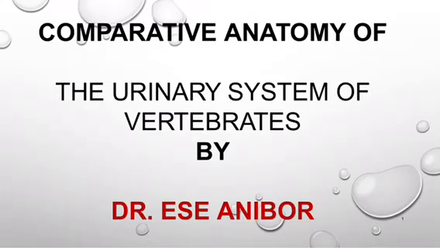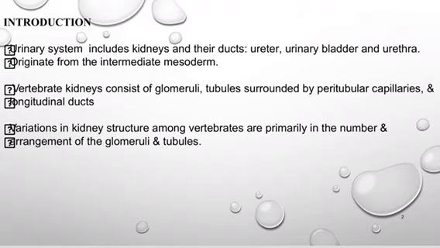The topic is comparative anatomy of the urinary system of vertebrates. I'm going to be considering the basic structure and origin of the vertebrate kidney, the succession of kidney in vertebrates. Then I'll take a look at the urinary bladder.